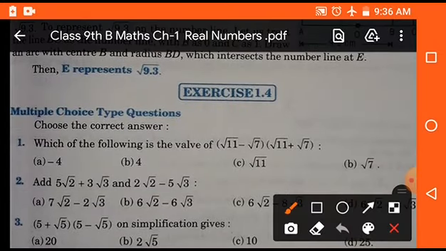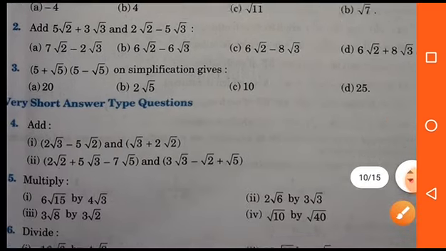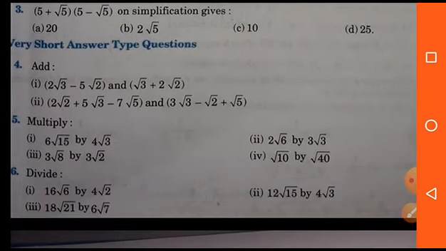Now student, there is another exercise, 1.4, and in this exercise we will simply solve the multiplication, addition, and subtraction of any two rational numbers. And in this exercise you can add rational or irrational numbers in a very easy way. So you should solve this exercise, and you will use the examples for solving the exercise.